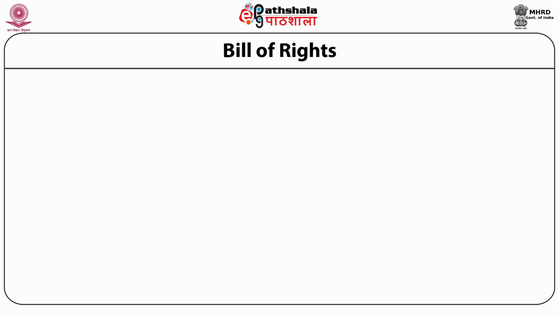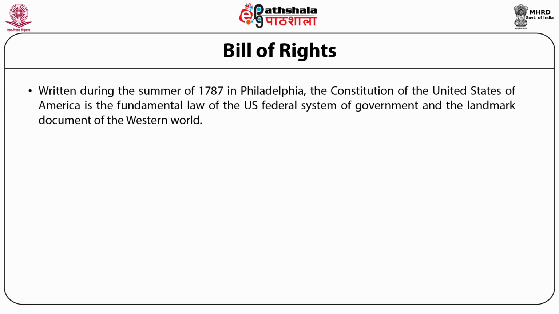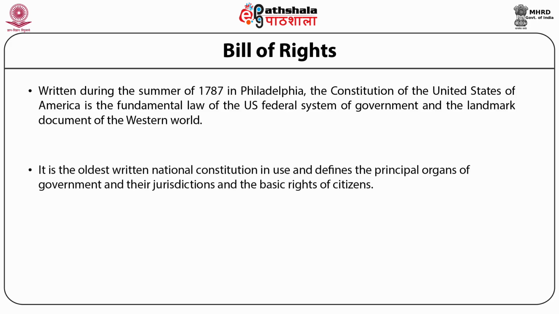Now let's come to the Bill of Rights. Written during the summer of 1787 in Philadelphia, the Constitution of the United States of America is the fundamental law of the US federal system of government and is the landmark document of the Western world. The United States Constitution is the oldest written national constitution in use, and ergo, the United States is the oldest democracy as well. The US Constitution defines the principal organs of government and their jurisdiction and the basic rights of citizens.